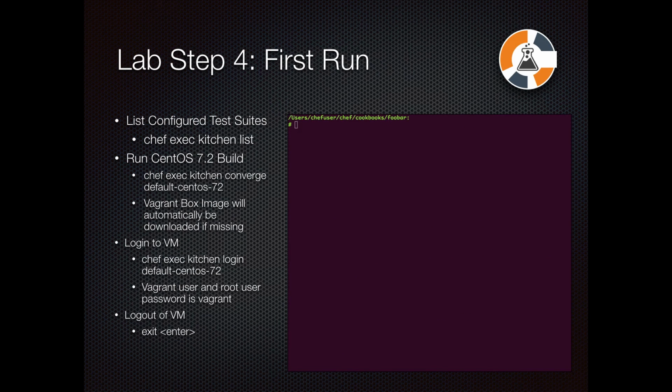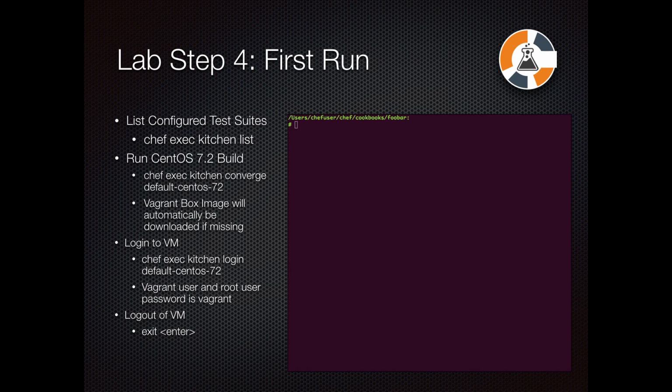So let's do our first run using Kitchen. We're gonna do chef exec kitchen list to see it created a .kitchen.yml by default, and in this case it's got 2 test suites, one that's basically Ubuntu and one that's CentOS 7.2. To see which ones are there without having to open up the YAML file, you just run kitchen list, or of course we're going to do chef exec kitchen list.